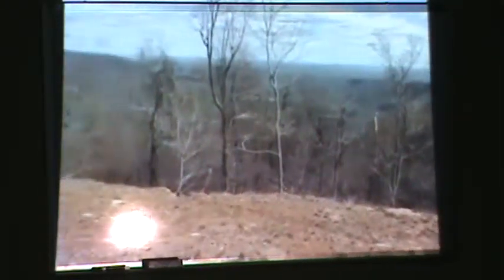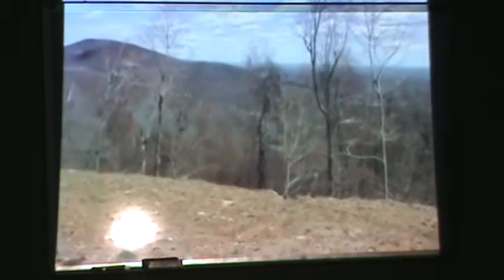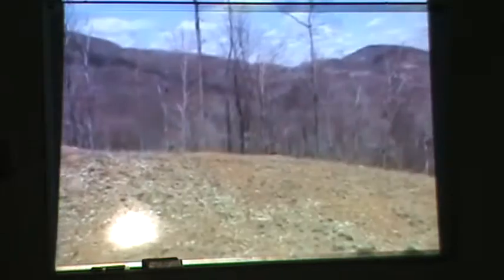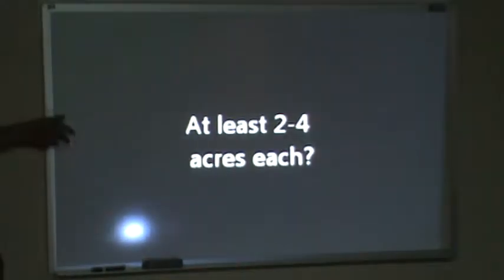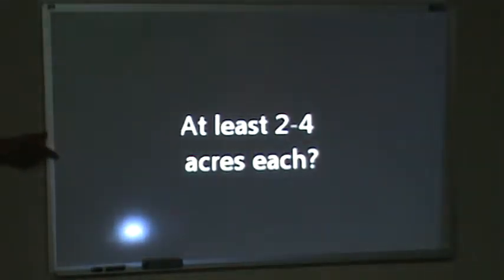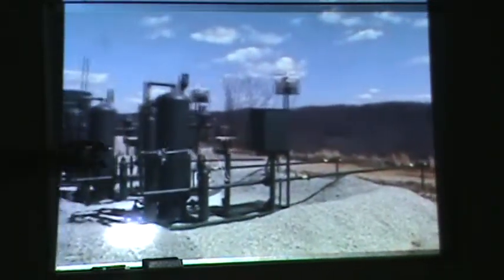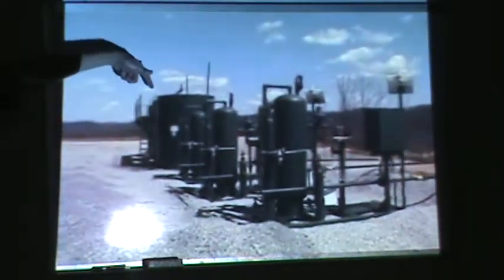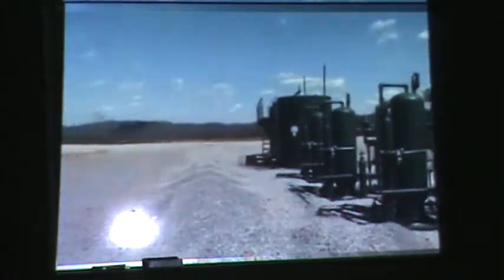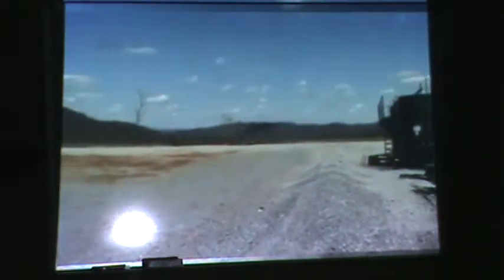So you can see at least 12 oil and gas sites right here from this one vantage point, plus the 13th one that we're standing on. So 2 to 4 acres each. You've got your wells here. This is a control box. This is like product water storage. Pretty sure those are off gassing.